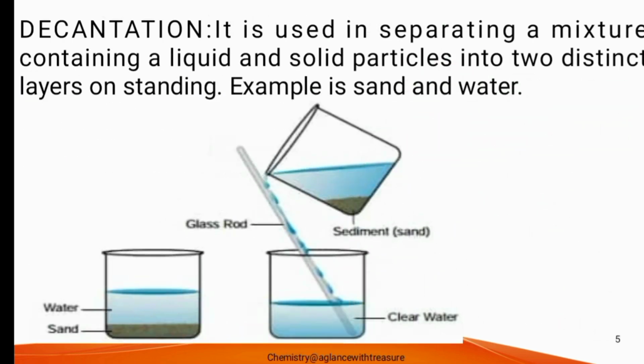Another technique is decantation. It is used in separating a mixture containing a liquid and solid particles into two distinct layers on standing. Example is sand and water. A perfect example we use in our homes is when we want to remove dirt from the garri we want to soak at home. Looking at the diagram, we can see that the sand is at the bottom layer of the beaker while water is at the upper layer. So the process of removing the water from the sand is known as decantation.